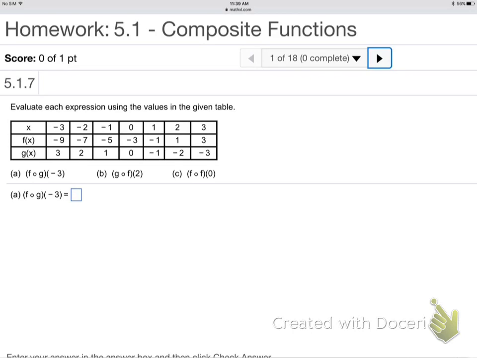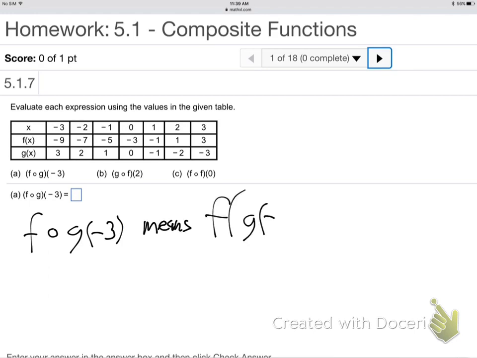When they put that little floaty little O thing like that, what that means is F with G put inside like that. That's what that little floaty O thing means. It's G put inside of F. So to make it real, that would be like me putting my toaster inside my refrigerator.